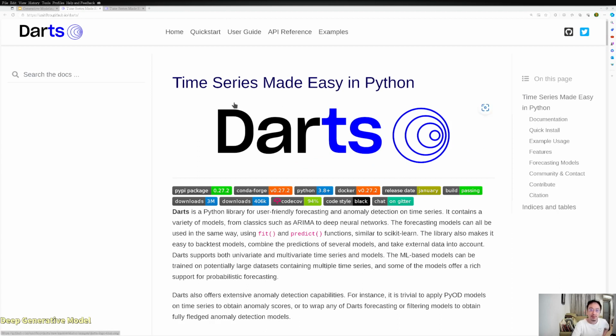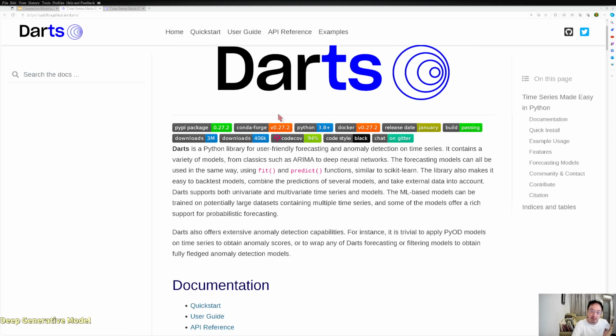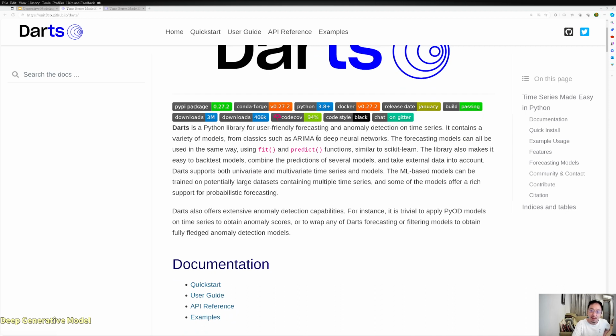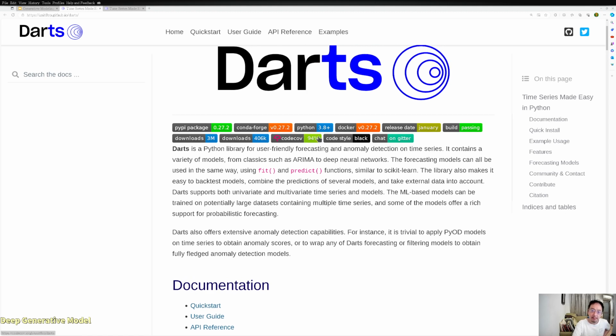Also, the title of this framework says time series made easy in Python. So it is a Python library that is user-friendly for forecasting and annotation and other things for time series. So it is not strictly restricted to doing autoregressive generating things. It can do a lot of different things. But it contains a lot of different algorithms.